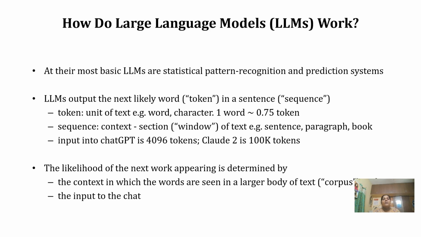When you talk about ChatGPT, Claude, Perplexity, and all other generative AI tools, they all take input based on the number of tokens, and they use different parameter volumes for generating the next word. The likelihood of the next word appearing is determined by the context in which the words are seen in a large body of text, that is the corpus, and the input to the chat. In general, an LLM goes through two main stages.